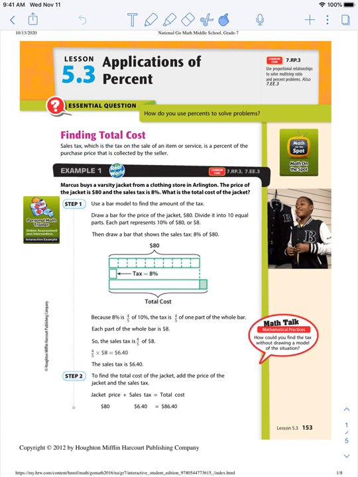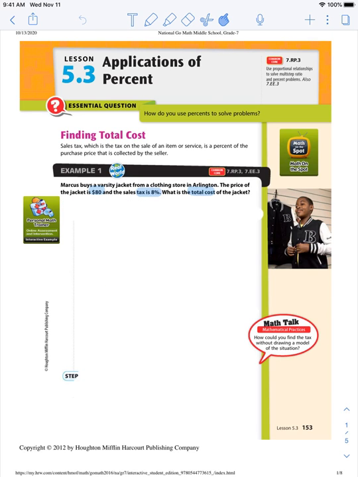So let's read the problem again. Marcus buys a varsity jacket from a clothing store in Arlington. The price of the jacket is $80. The sales tax is 8%. We want to know the total cost of the jacket. Well, the total cost is going to be the original $80 plus 8% of $80.